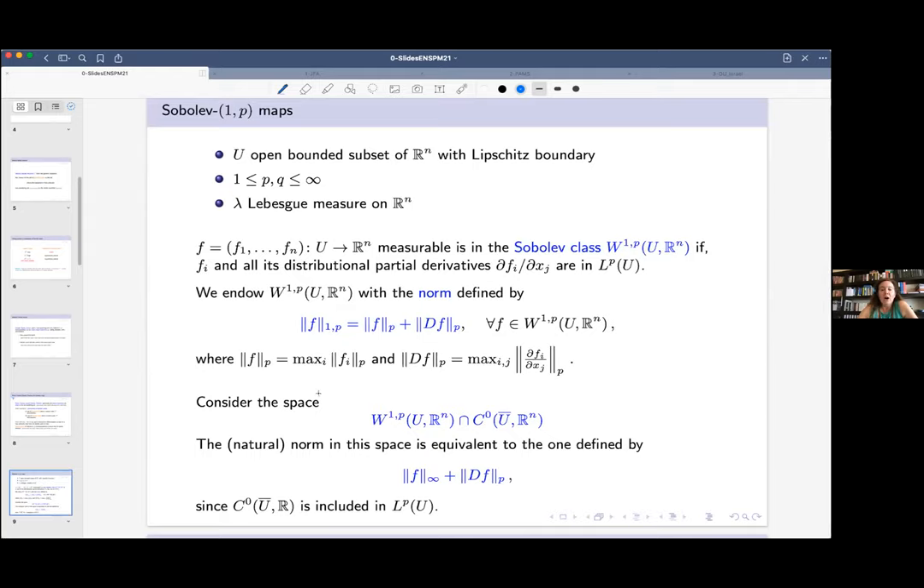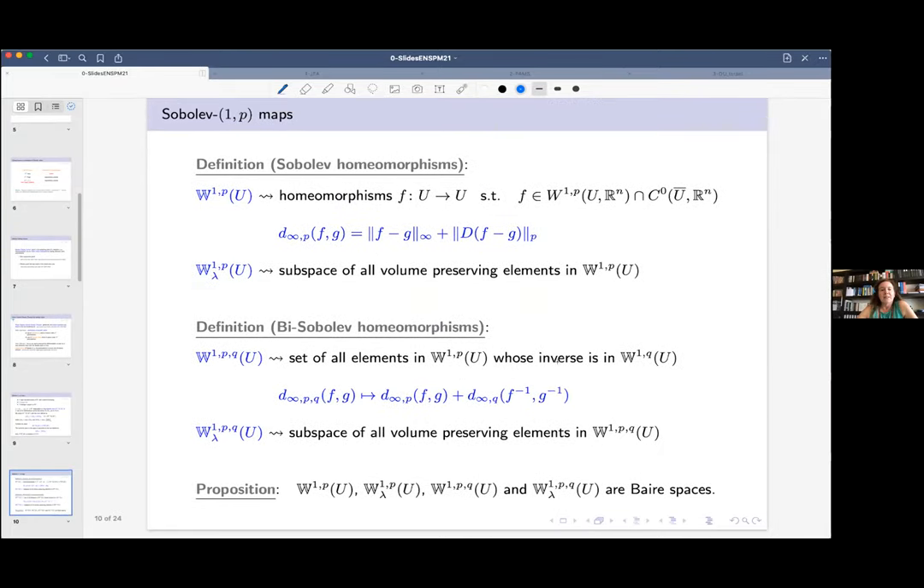We shall be interested only in Sobolev maps which are continuous up to the boundary, and in this case we consider the following space. The natural norm in this space is equivalent to the norm defined by the sum of the uniform norm plus the p-norm of the derivative, since C0 is included in L^p. Now, the spaces we work with: we have the space of Sobolev W^{1,p} homeomorphisms, which is the space of all homeomorphisms that belong to the previously defined space. We endow this space with the natural metric defined by the following sum, and we also consider its subspace of volume preserving elements.